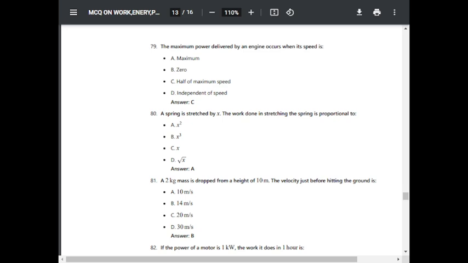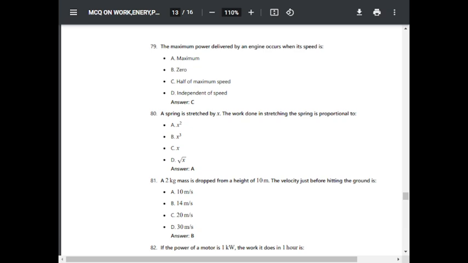Question number 80. The spring is stretched by x. The work done by stretching the spring is proportional to option A, x square, option B, x cube, option C, x, option D, square root of x. The correct answer is A, x square. The work done is directly proportional to x square. Option A is correct.